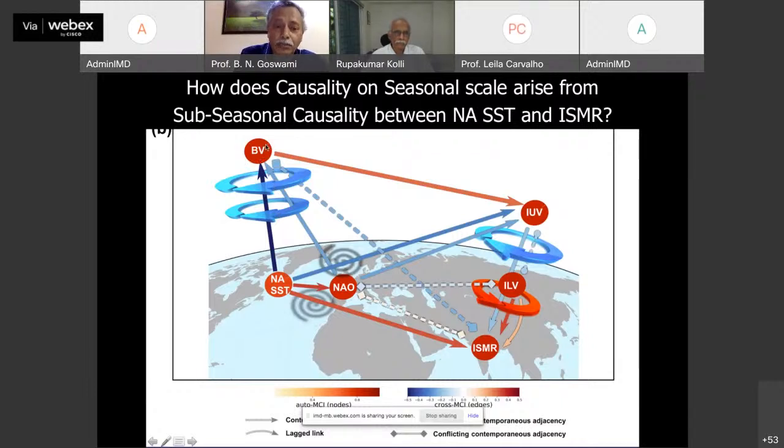our correlation, the barotropic vorticity over that region. North Atlantic SST has a direct connection with ISMR intra-seasonal variability, but that connection happens through this barotropic vorticity affecting the upper level vorticity over the North Indian region. That upper level vorticity is strongly linked to and modulates the lower level vorticity, and lower level vorticity, of course, is related to our rainfall.